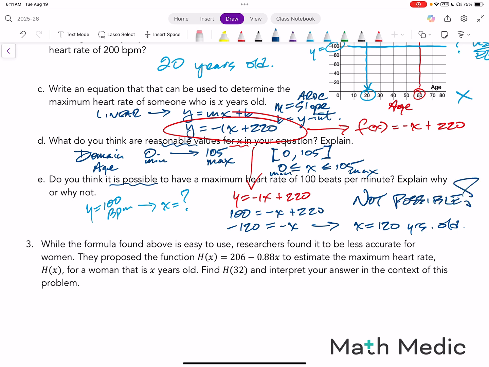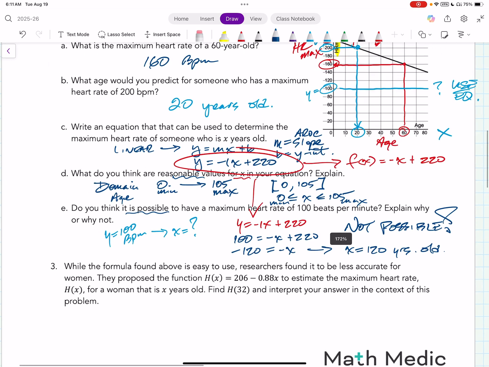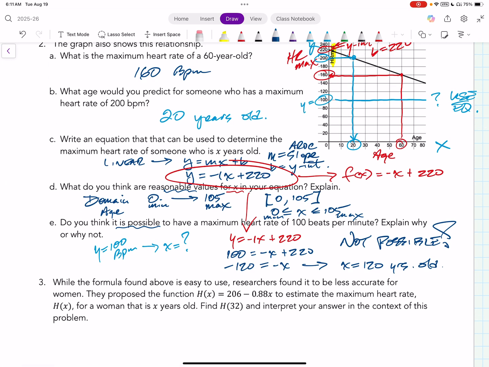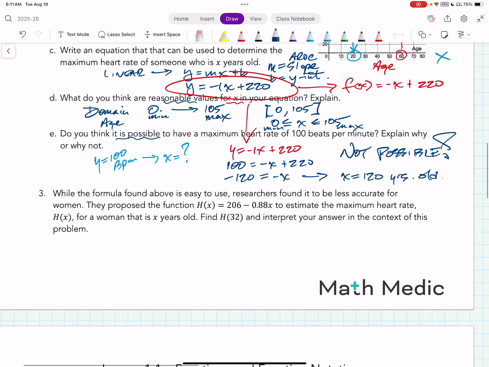Not possible because most people do not live much past 100. We're just using a little common sense here. Believe it or not, we've only used Algebra 1 basics here.